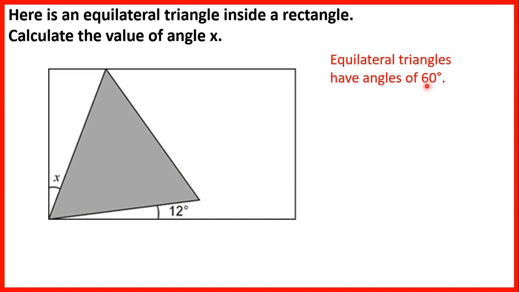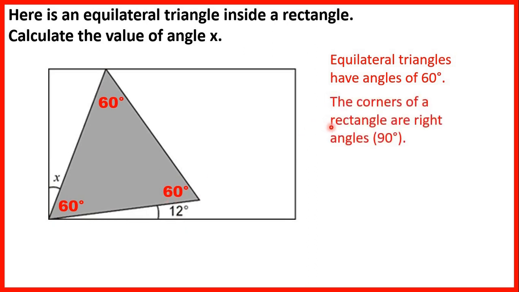That's because we always have 180 degrees in a triangle, and if they're all the same size, because we have 3 angles, we can divide 180 by 3 to get 60. So we know that the angles in our triangle are 60 degrees.